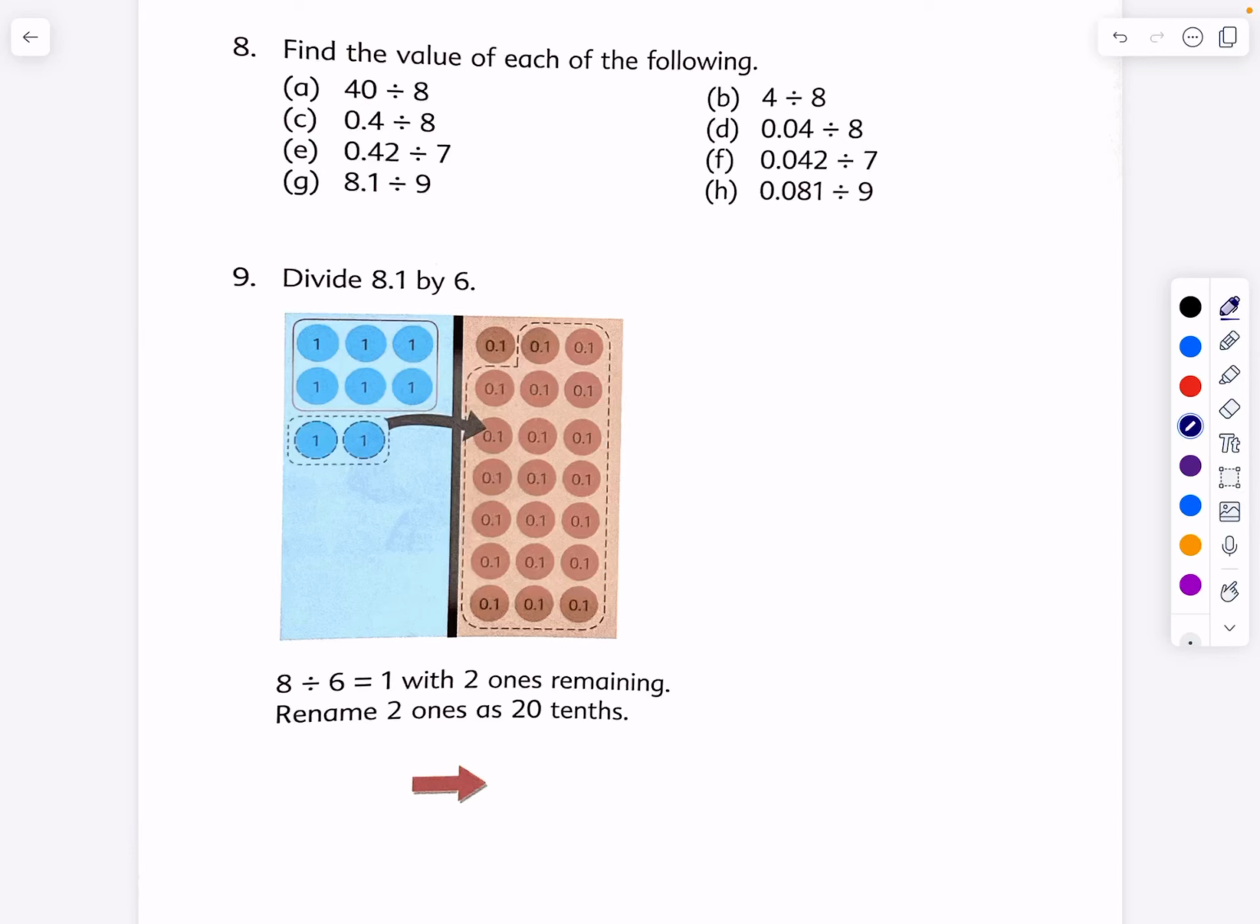Hello, let's take a look at how we would be dividing decimals by whole numbers. We continue looking at operations on decimals. This is our textbook, Singapore Math 5B, and we are on page 22.